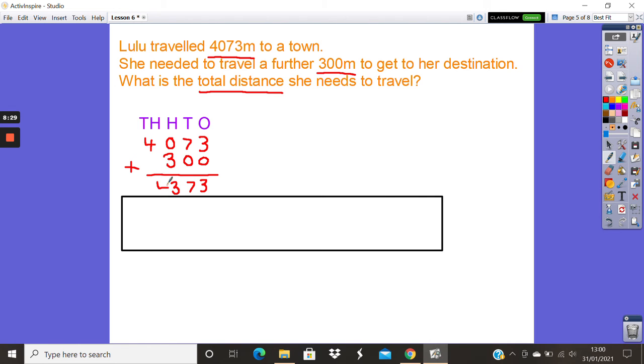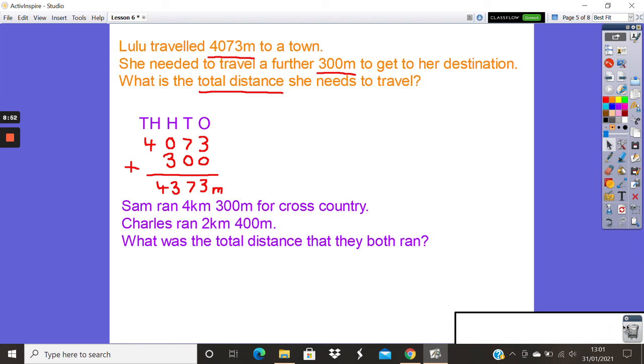So the total distance she needs to travel is 4,373 metres. Remember, it's really important you put the metres in there. For this one, you could just notice that in your 4,073, you don't have any hundreds, but you need to add 300 metres. So you could just change your hundreds column there.